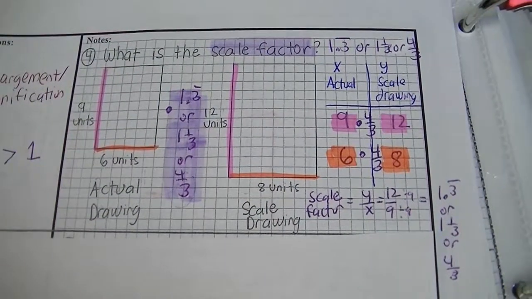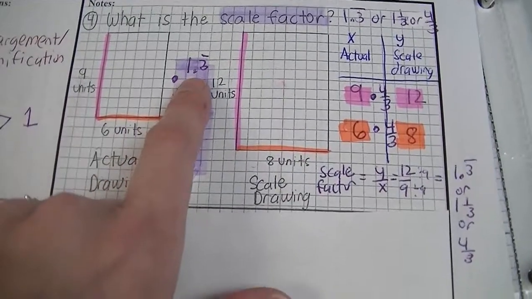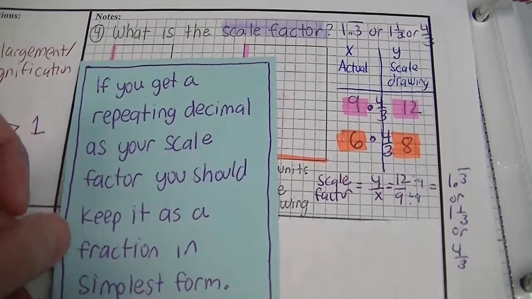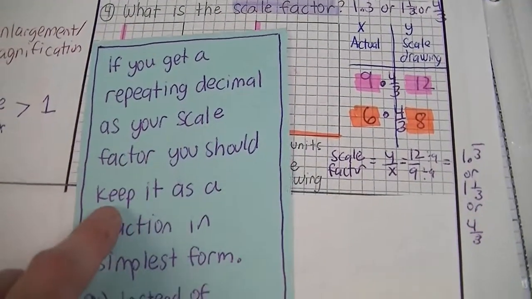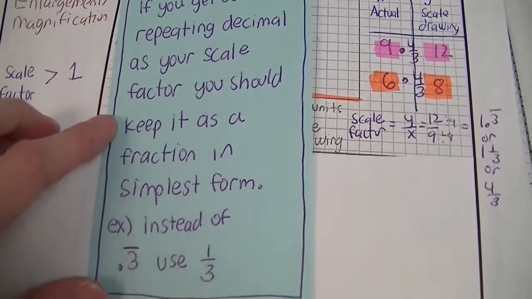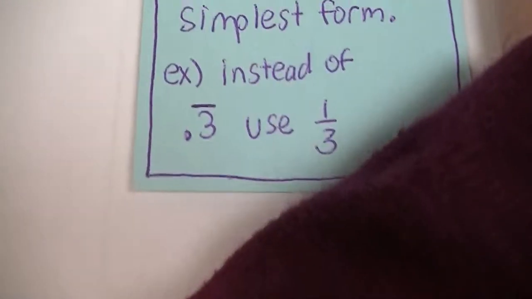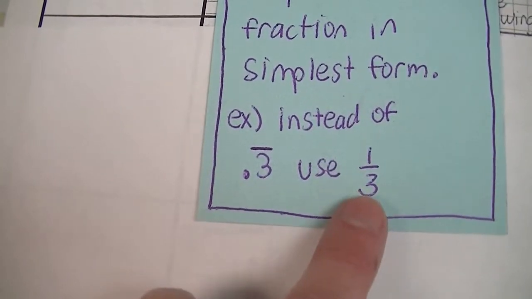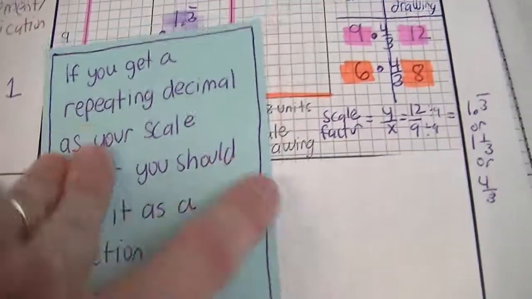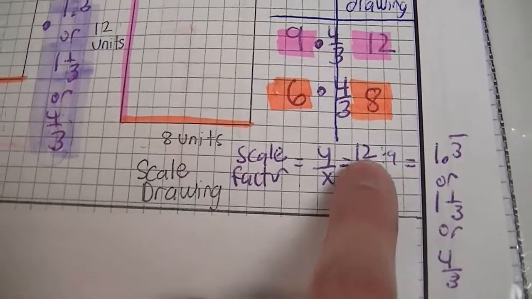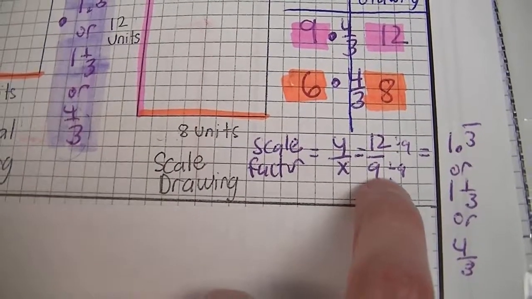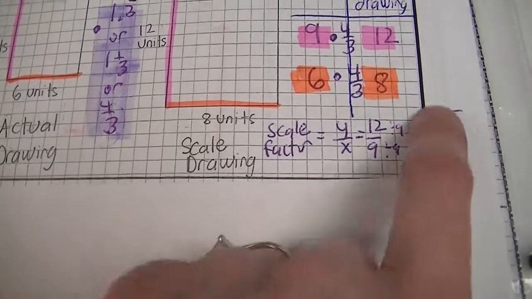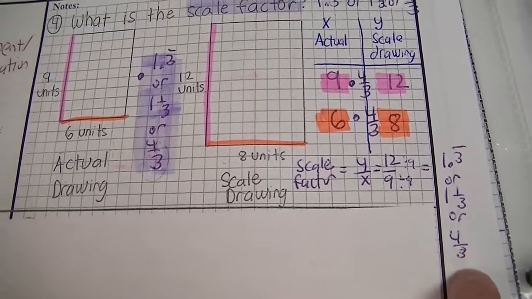So for this problem, I realize that all 3 of these are equal, but I want you to know that if you get a repeating decimal as your scale factor, you should keep it as a fraction in its simplest form. So for example, if you get 0.3 repeating as your scale factor, it would be best if you kept it as 1/3, okay? So you see when we got to right here, 12/9, you should simplify that fraction down and get 4/3 as your simplified fraction. Although these are all 3 correct, this is the one that's probably the most preferred for scale factor.